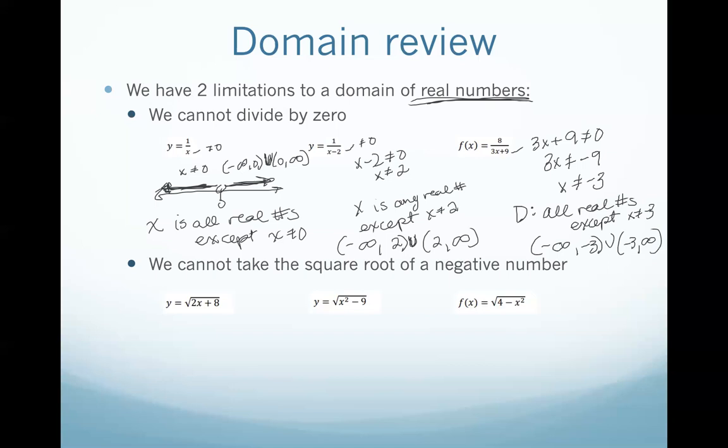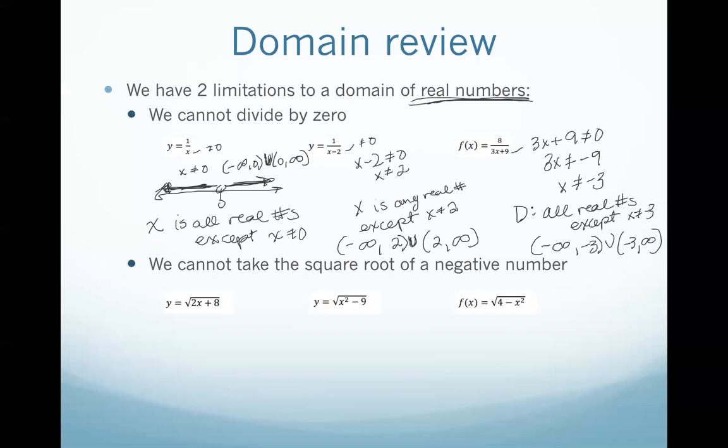Okay, so that's our denominator. That's the first case that we have to worry about. If my function is not a fraction, then I don't have to worry about it. If there is no denominator, and specifically if there's no variable in the denominator, we don't have to worry about it. The other case is if there's a radical.